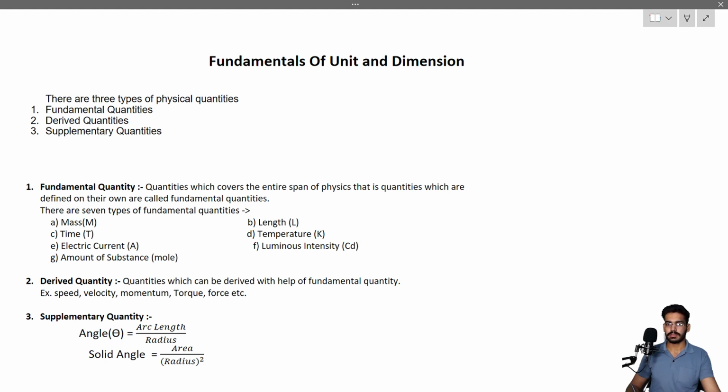After that, we are gonna understand the chapter unit and dimension and error fully, we will cover everything about unit, dimension and error. This is just a fundamental chapter and this is not going to take much longer.